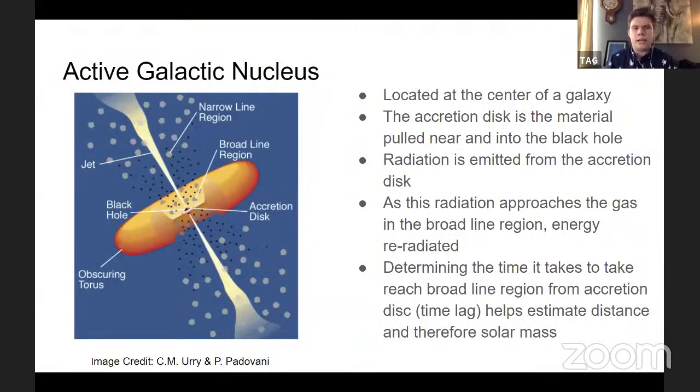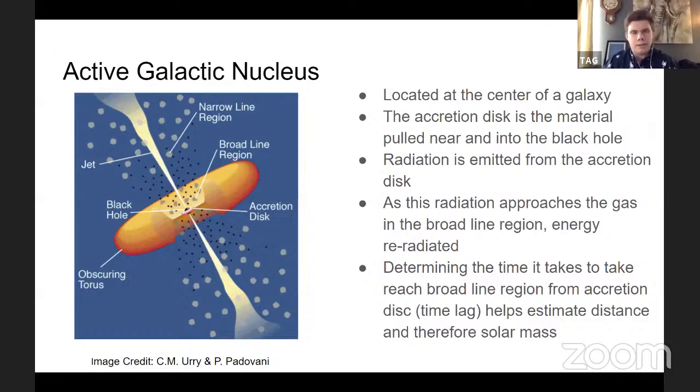This is an active galactic nucleus, as I was speaking about. They are located at the center of a galaxy. Well, black holes are located at the center of each galaxy, but these are special black holes. The accretion disk is material pulled near and into the black hole. Radiation is emitted from the accretion disk and the jets, as you can see right here. As this radiation approaches the gas in the broad line region, energy re-radiates.